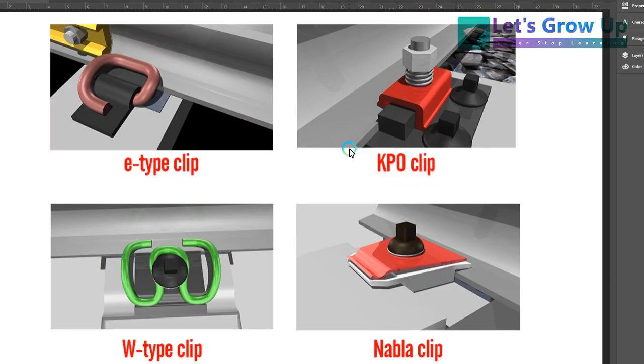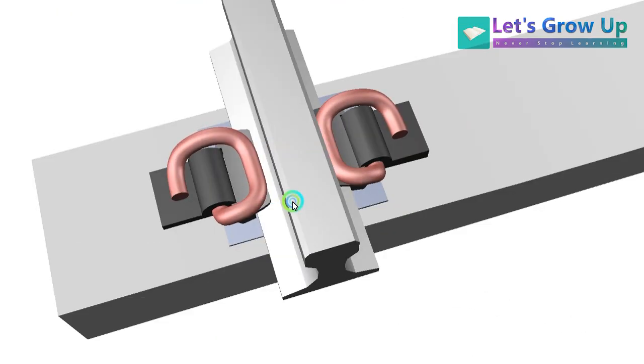See, here are four images, and these four images are four types of clips. Number one, the E type clip is here, left side top, and this one the KPO clip, the W type clip and the Nabla clip. So these four types of clips we will learn in this video step by step. This is the E type clip.